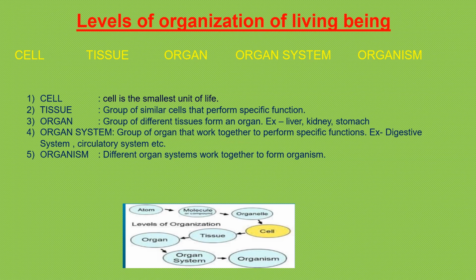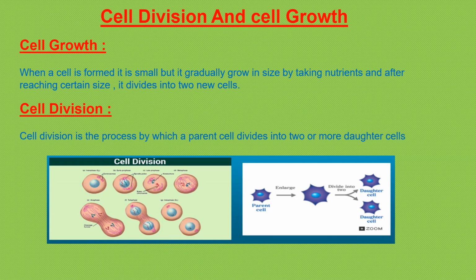This is the level of organization which goes from primitive to higher level in a hierarchy. Cell, tissue, organ level, organ system level together form an organism. Here you can see in the diagram also atom, molecule, organelle, cell, tissue, organ, organ system, and then all organ systems together form an organism.